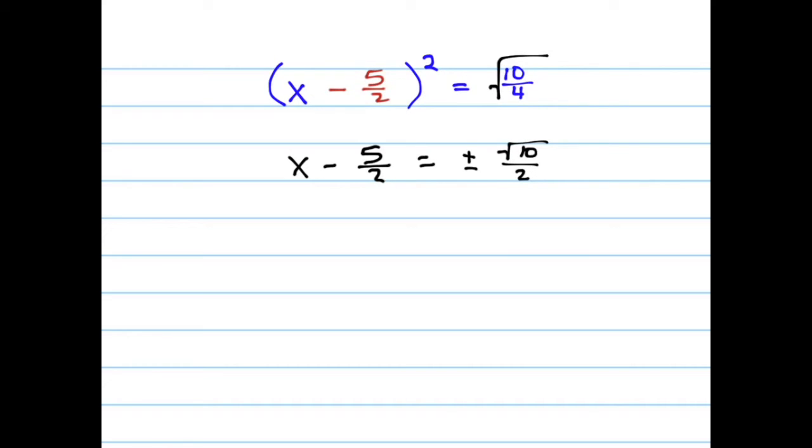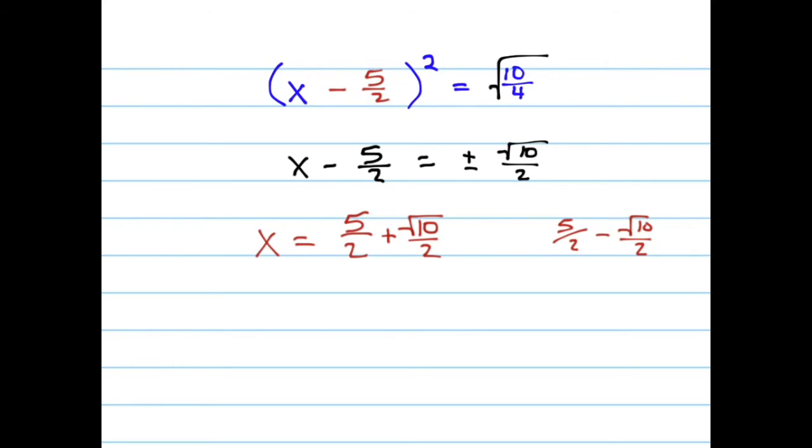Then what do we do? Add 5 over 2 to both sides. So I got x equals 5 over 2 plus radical 10 over 2. But remember, square root of the top over square root of the bottom. What's the square root of 4? And we have 5 over 2 minus radical 10 over 2.